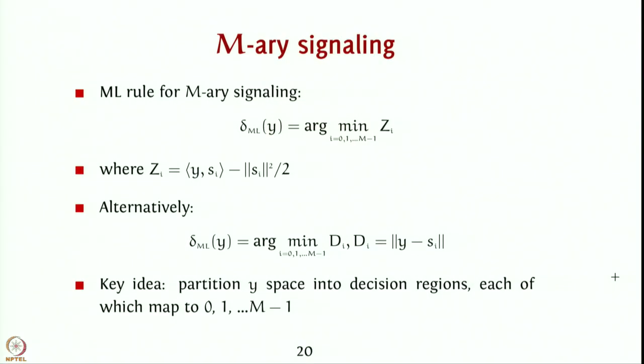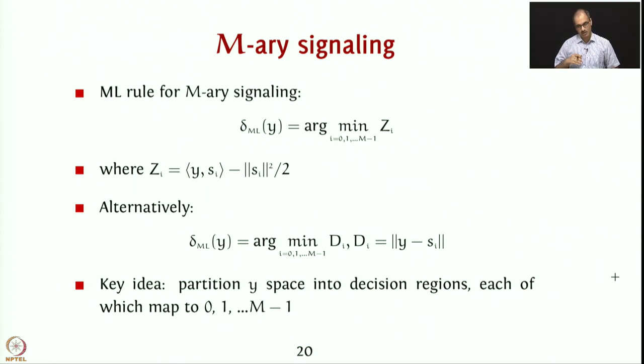Turning our eye towards M-ary signaling, the ML rule for M-ary signaling doesn't undergo much change. It's delta ML of Y is arg min over Z_i, i running from 1 to M, where Z_i is angle bracket Y, S_i minus norm S_i squared by 2. No difference except that there are more than 2 S_i's. That's the only difference. And you can also just find distances. For example, you can write this as arg min D_i's, where D_i's are norm Y minus S_i. This is just saying, find me that particular signal point that is the least Euclidean distance, least distance in terms of coefficient sum squared from the actual point that I sent.